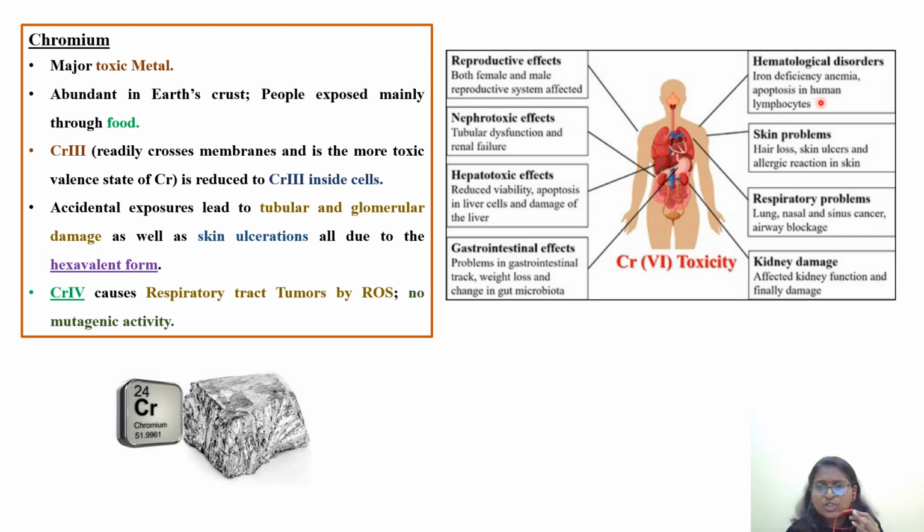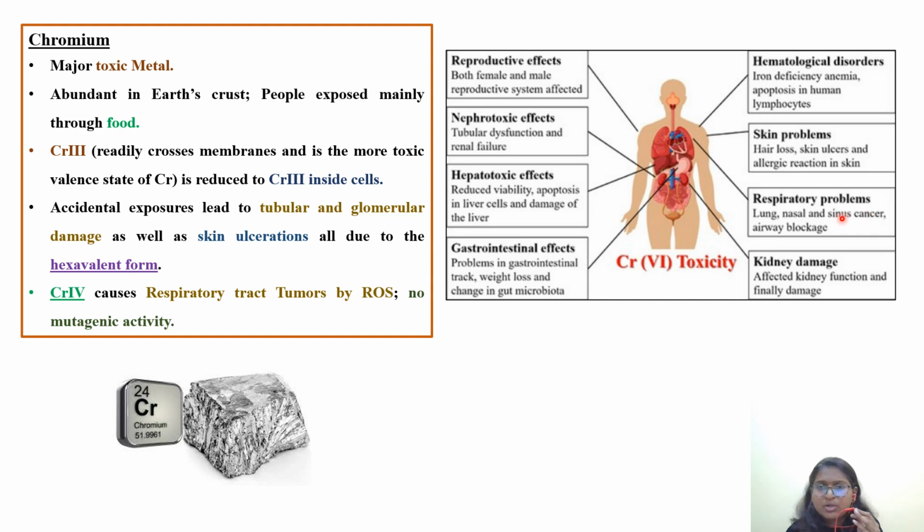Then apoptosis in human lymphocytes, so lymphocytes are permanently damaged. And how is it causing skin problems? Chromium causes hair loss, skin ulcers, allergic reactions in skin. Here you can see that skin ulceration is there. One question you will definitely get is which of the following metals will cause hair loss. Maybe apart from chromium, some other metals also cause hair loss, but remember chromium for hair loss.